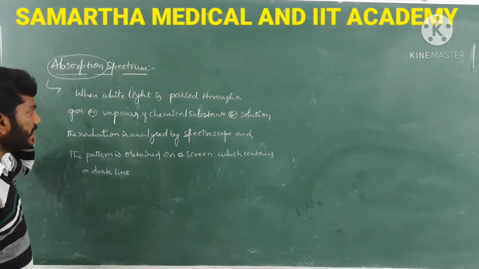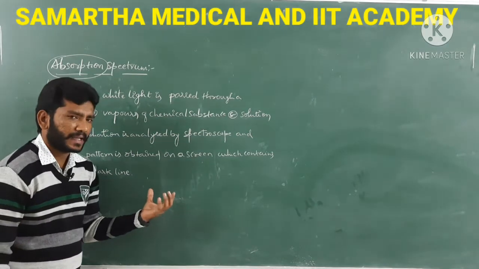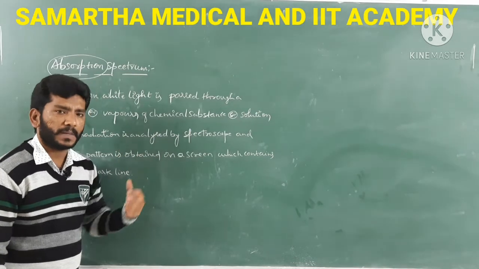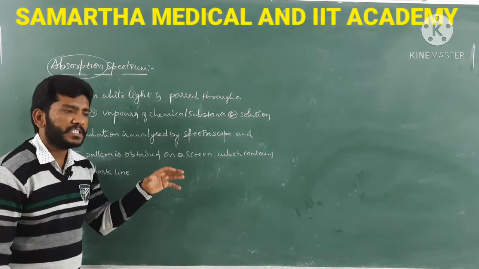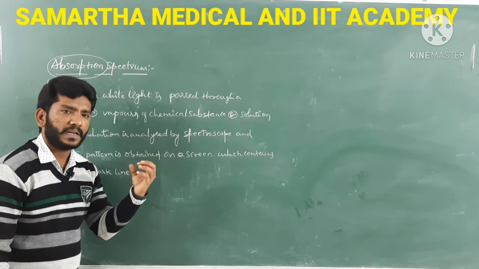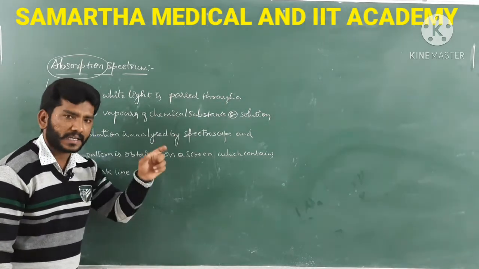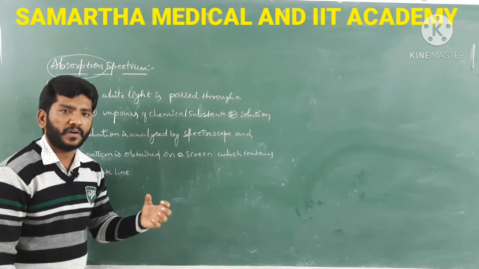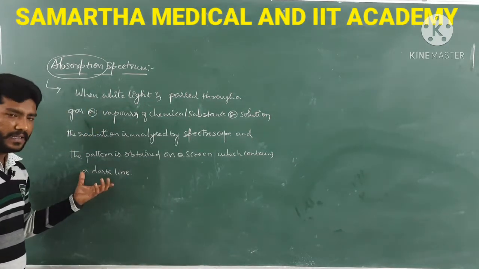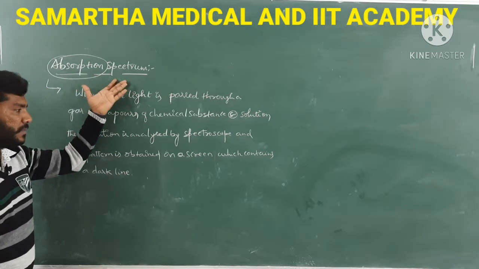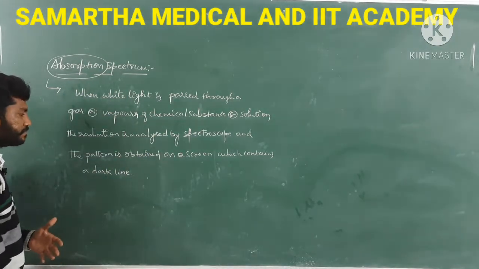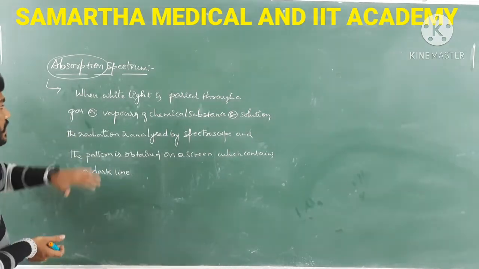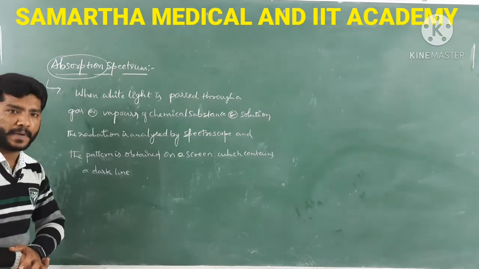So we have a white light. That white light is made to pass through a gas, or a solution, or vapors of a chemical substance. Then that radiation is going to be absorbed, guys. The radiation is analyzed by a spectroscope, and a pattern is obtained on a photographic film or a screen. That pattern or spectrum, which consists of dark lines, we call an absorption spectrum. Pattern is nothing but spectrum, guys. That's it. So this is all about absorption spectrum.